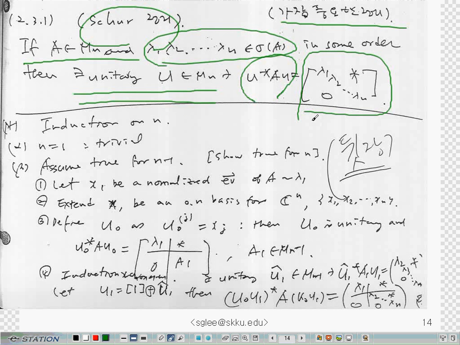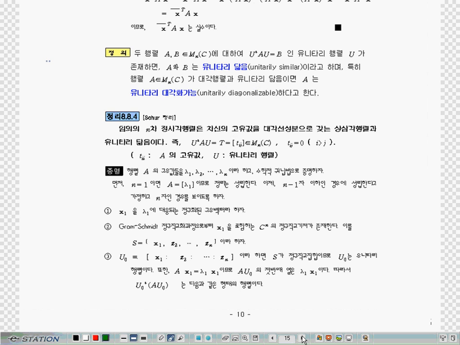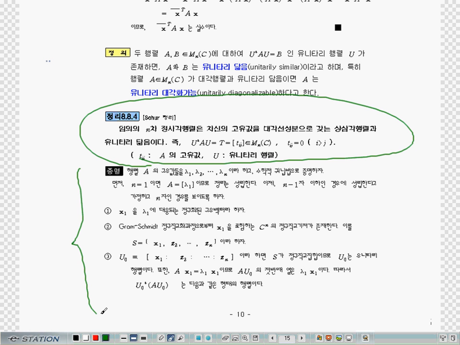Okay? Proof. This is Schur's theorem. Here's the proof. You must have seen it from the elementary linear algebra class. Okay. We use mathematical induction. When the size of the matrix is equal to 1, nothing to prove. The diagonal entry is an eigenvalue, and it is an upper triangular matrix. And order is there.